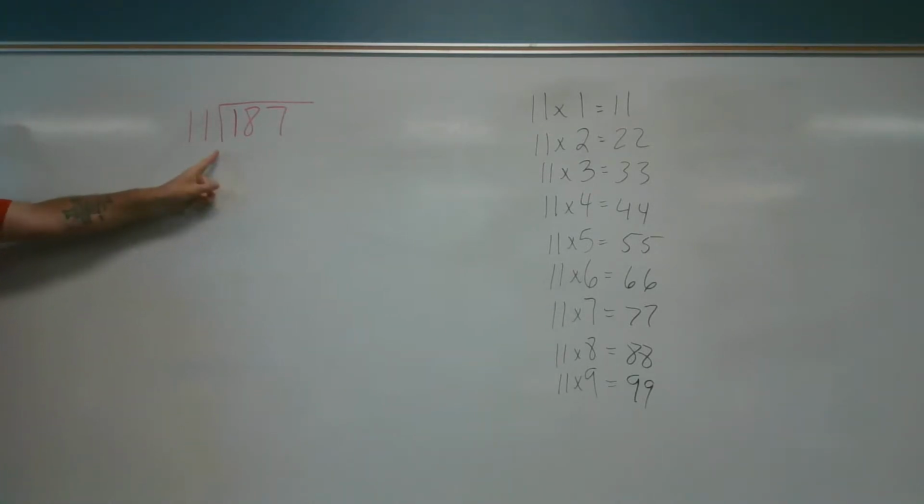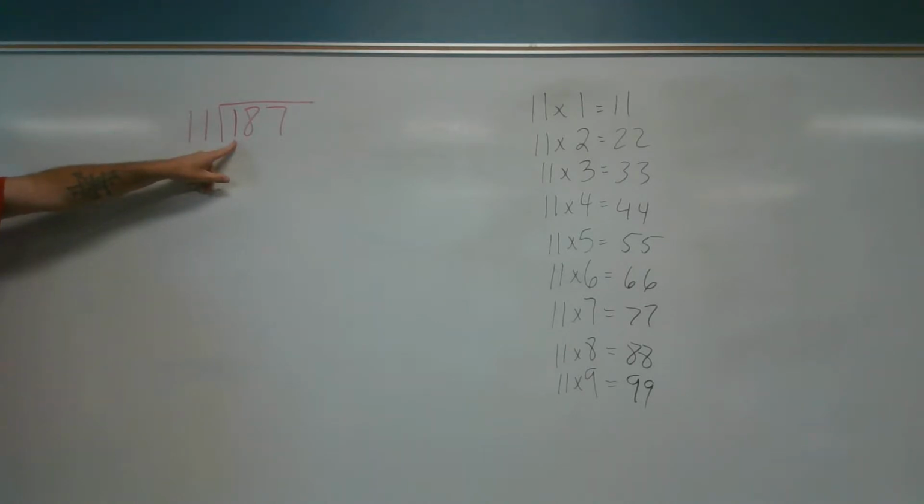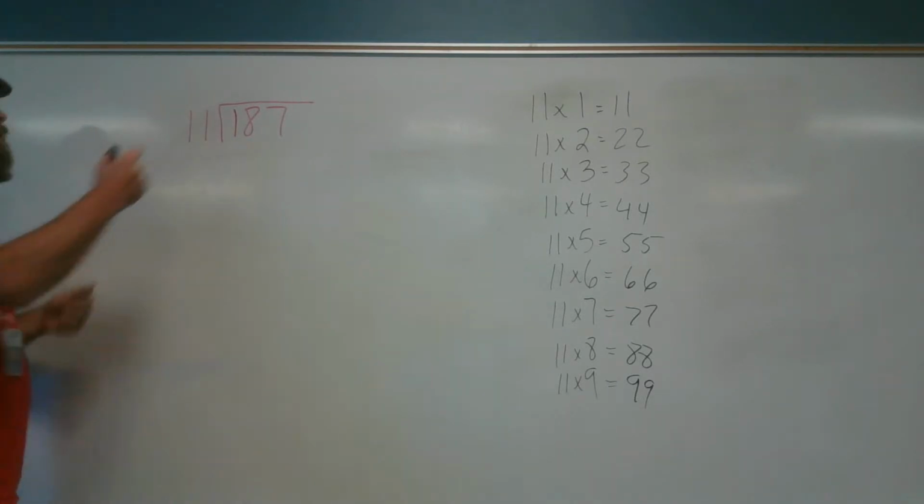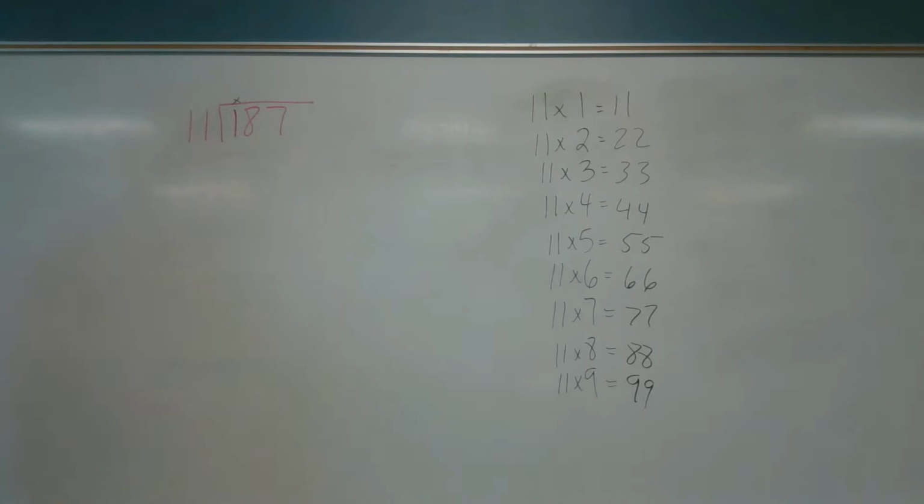So my biggest place value, this one is in what place value? Hundreds. So does 11 go into 1? No. 11's not going to go into 1. So I'm not going to have a number above the 1. That means I'm not going to have a 3-digit quotient, unless there's things behind the decimal point. We're not doing that yet.